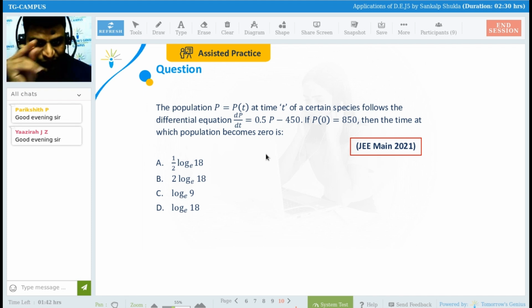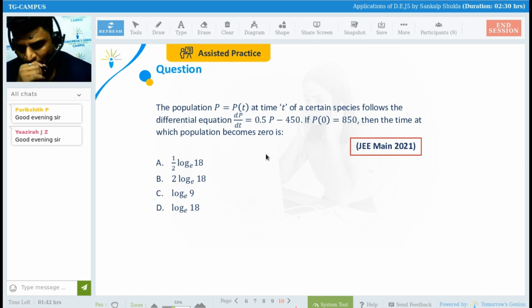So there is this relation between P and T. You need to find that relation, because that relation is not directly given to you. Rather, you are provided with the differential equation between these two variables. See, it is very clear. The population of a certain species follows this differential equation, then find the time at which the population becomes 0.